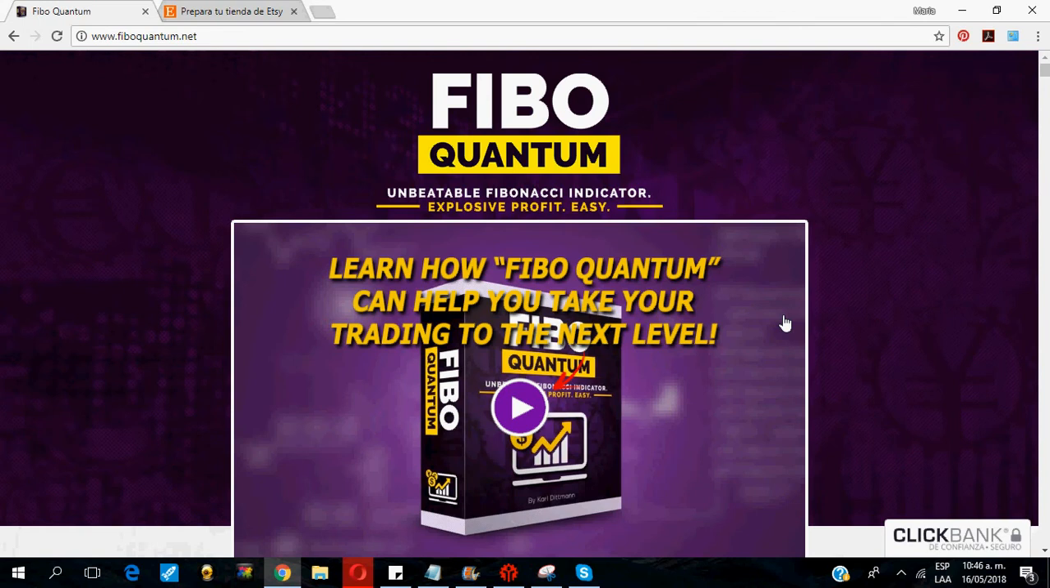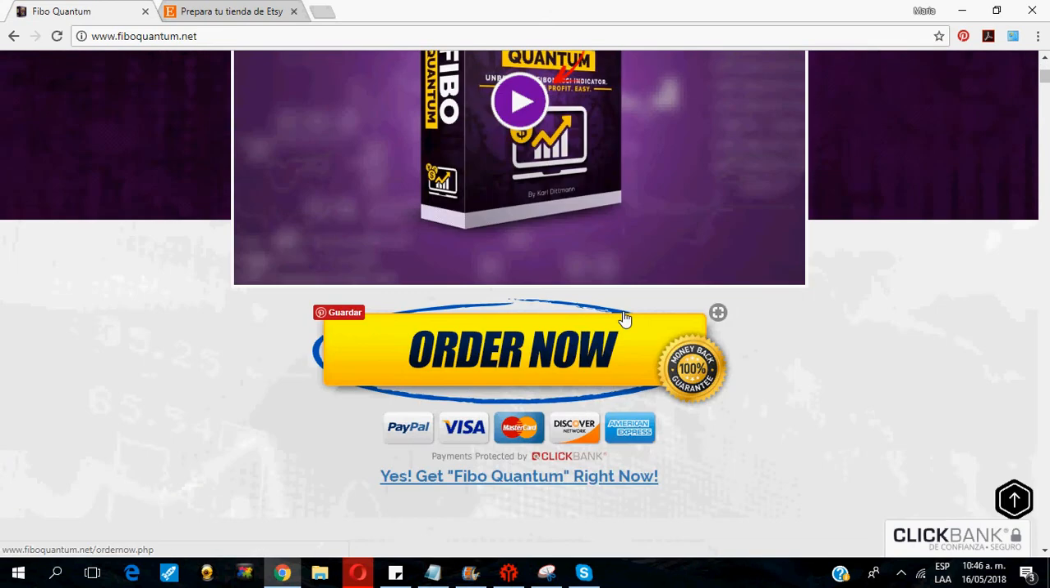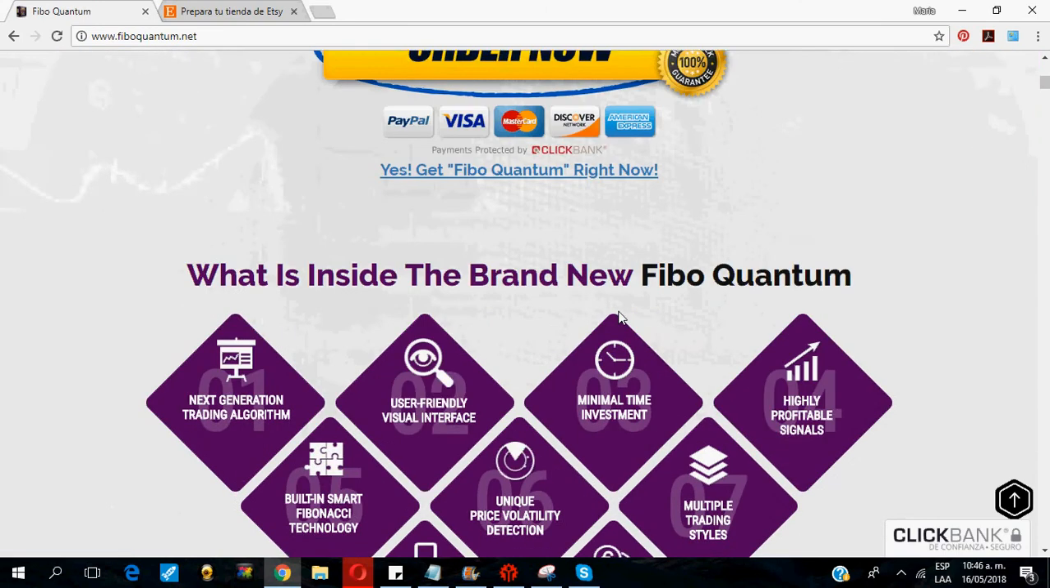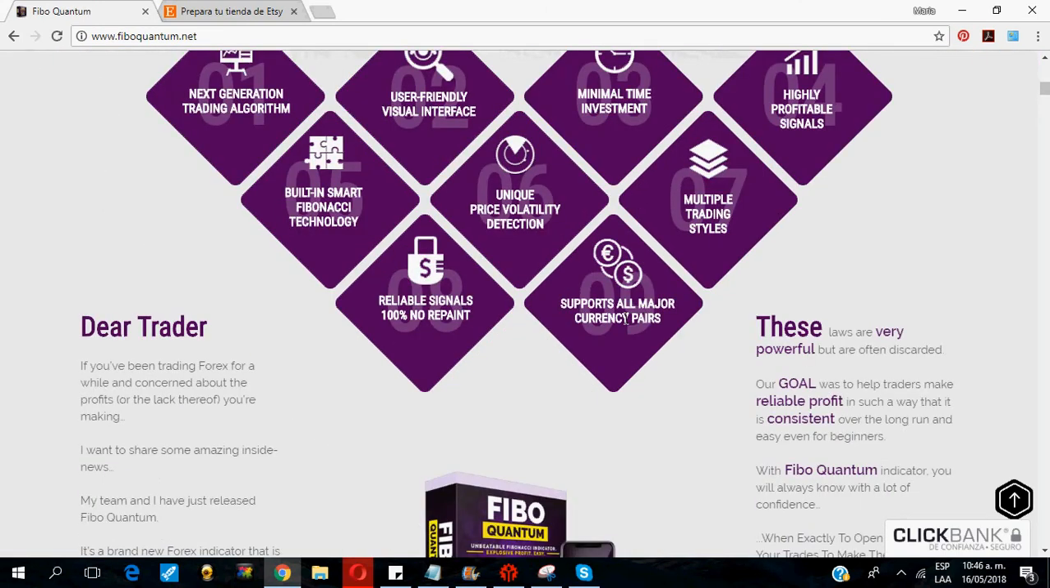Fibo Quantum is a Fibonacci phase indicator for MetaTrader 4, not an EA or robot, that works on all pairs and in the time frames of 15 and 30 minutes, 1 hour, 4 hours, and daily. Fibo Quantum comes with a step-by-step user guide with screenshots, special tips, and trading rules. It will help you get the most out of this new indicator.